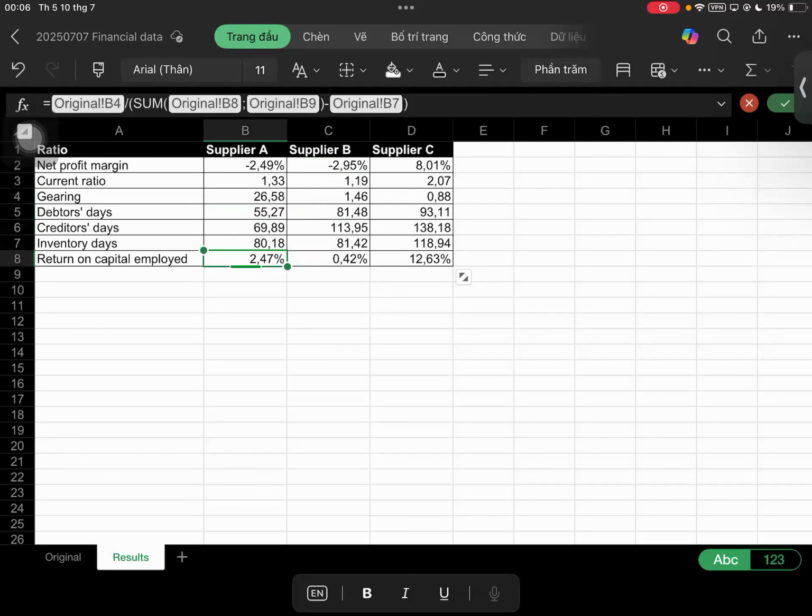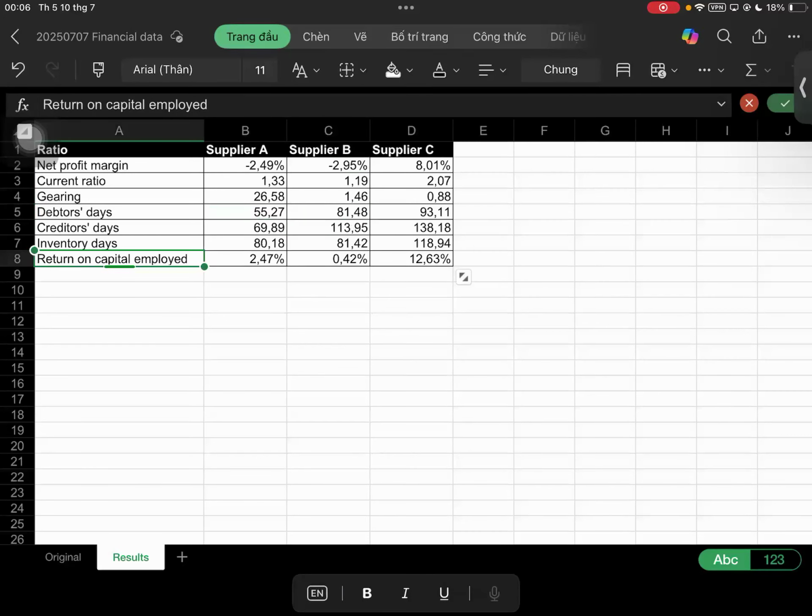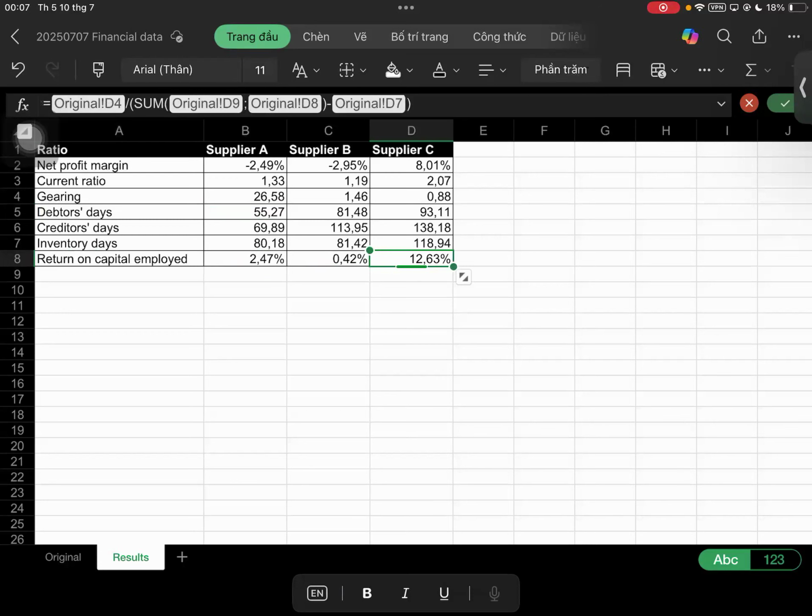When comparing the return on capital employed, Supplier C has a pretty impressive number, over 12%, while Supplier A is only 2.47%, and Supplier B is very low at 0.42. This shows that Supplier A has too much debt, and they take most of their income to pay off the debt. So they have a pretty negative profit margin.